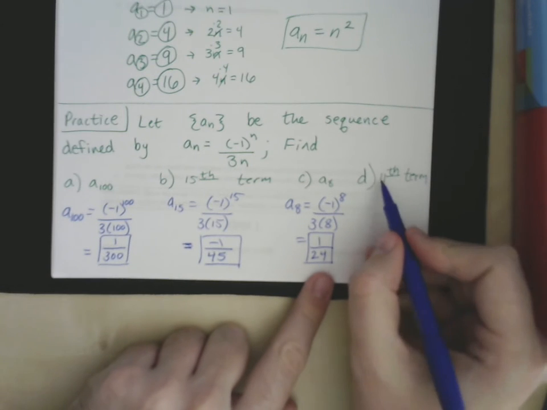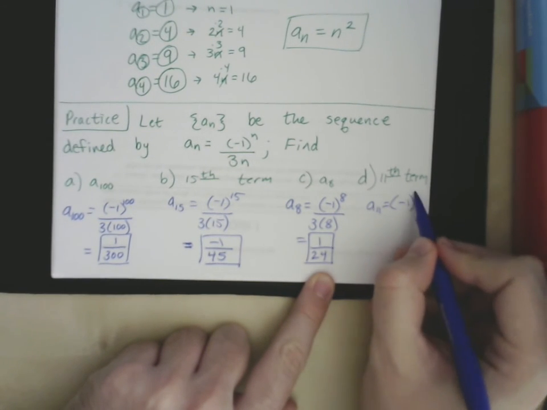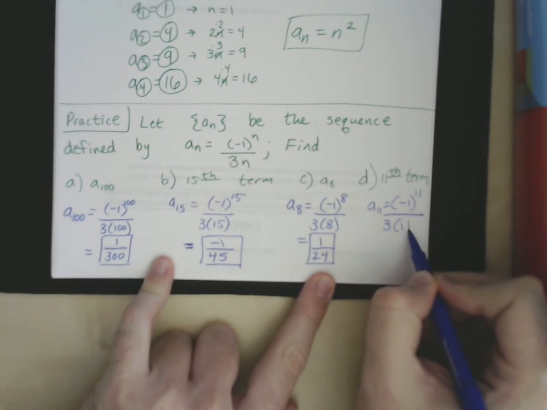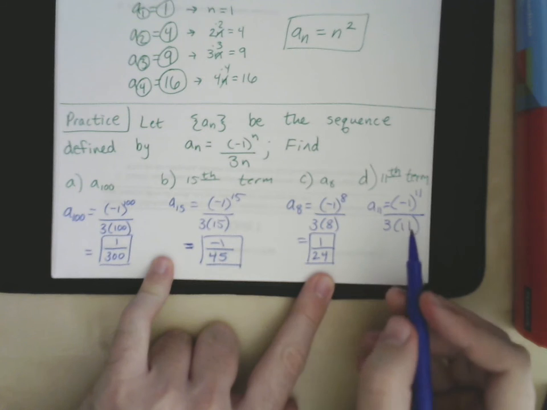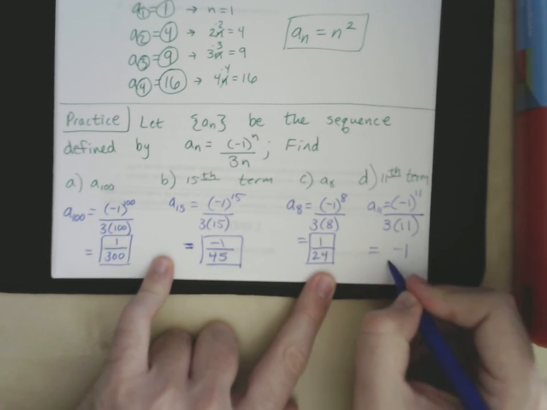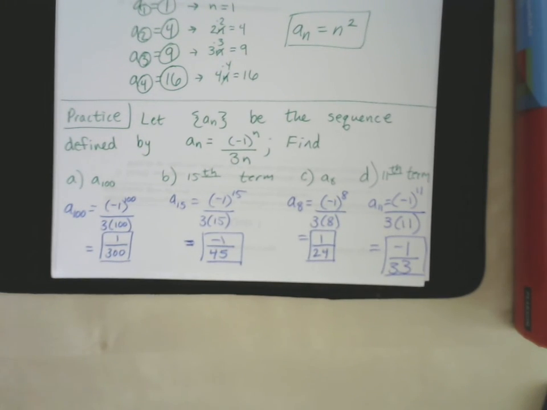And then finally, the 11th term is a sub 11, which would be (-1) to the 11th power over 3 times 11. (-1) to an odd power keeps it -1. 3 times 11 is 33. So those are our 4 answers.